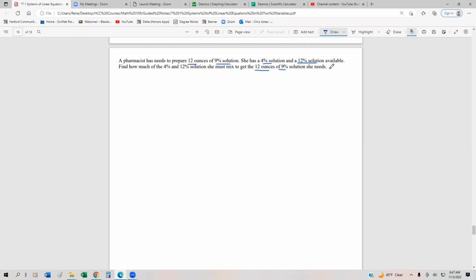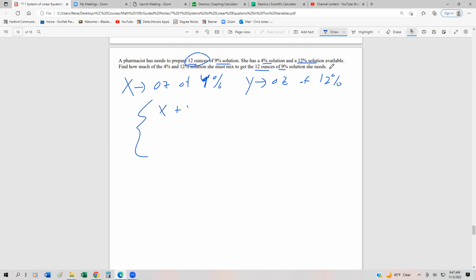9%. All right, so let's define x, and x is going to be the number of ounces of our 4% solution. And let's define y to be the number of ounces of the 12% solution. Our system, if we set it up, we know that the total number of ounces should be 12. So one equation is going to be that if I add the number of ounces of the 4% and the number of ounces of the 12% of the 9%, then we should end up with 12 ounces.